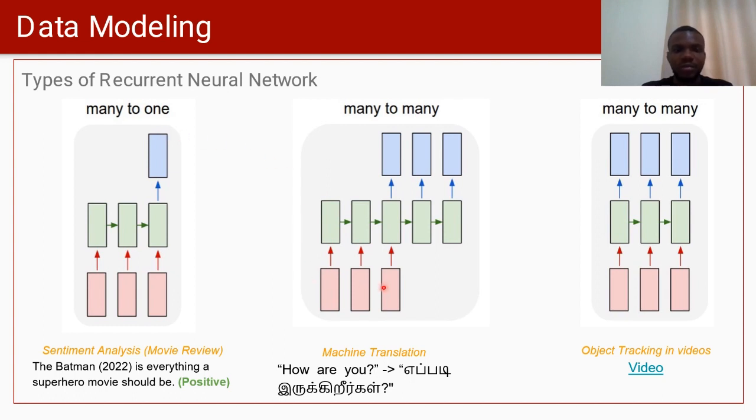So there's also the many to many variant used for machine translation, that is for translating from one language to another, which will be like many inputs and many outputs. You can also use many to many for object tracking in RNN. So these are all variants of RNNs, and depending on what you are predicting and the nature of your data, you will likely use one of these variants for training your model.